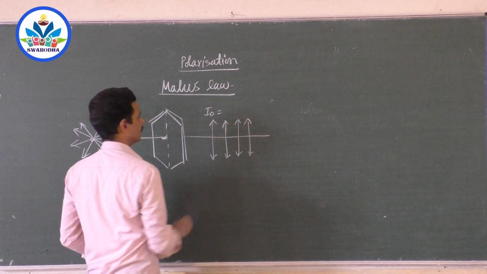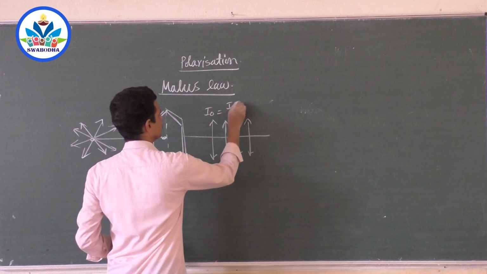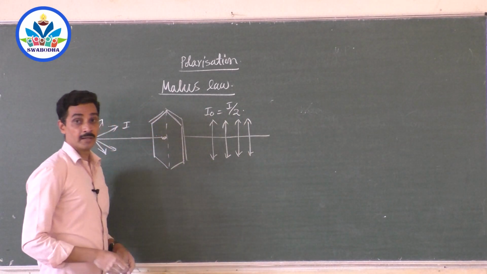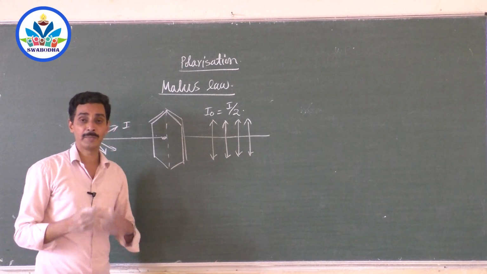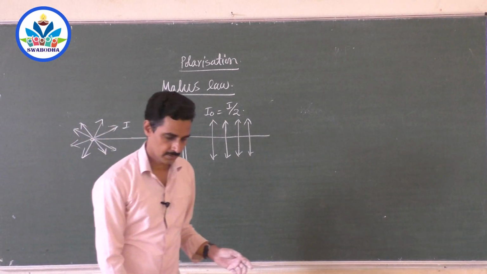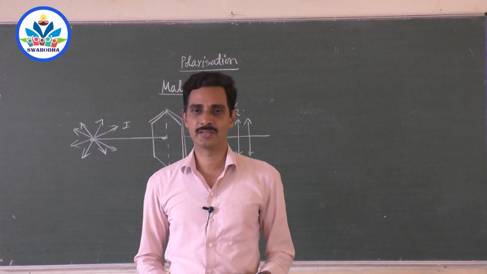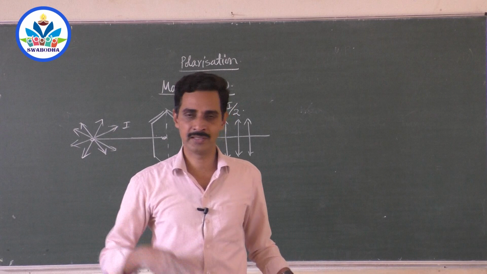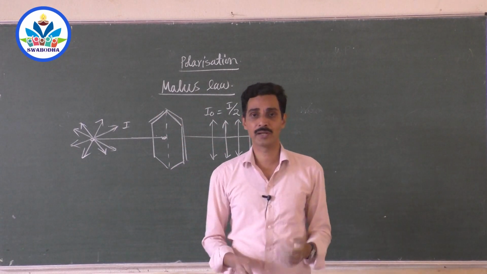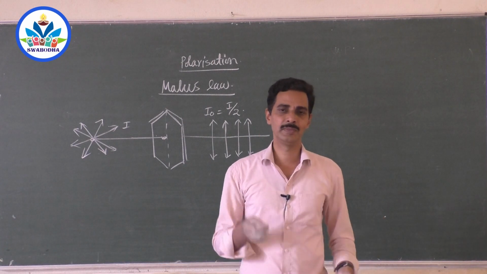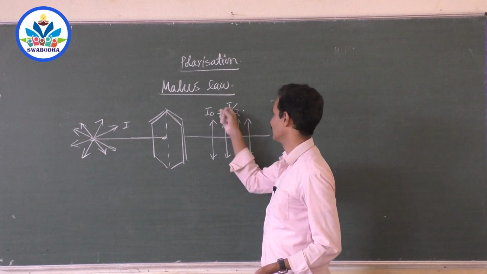then this intensity here I will write as I naught. This is I by 2. Of course, this is not the law. So the intensity of light coming out of any polarizer, after getting polarized, reduces to half of the original intensity. So when unpolarized light is incident on any polarizer, the outcoming intensity will be 50% of the incident intensity. So I naught is I by 2.